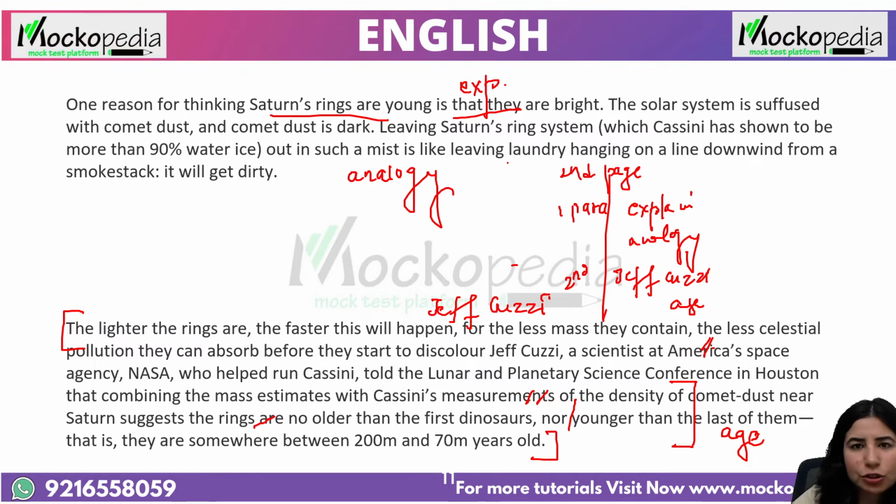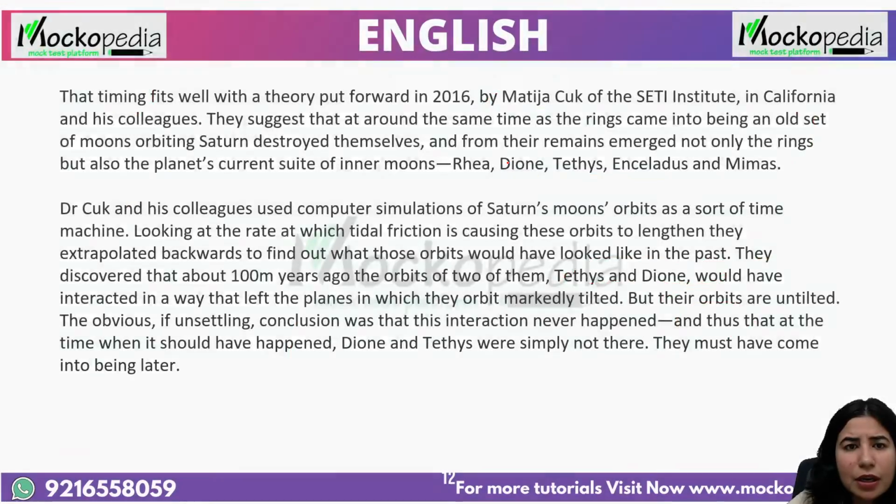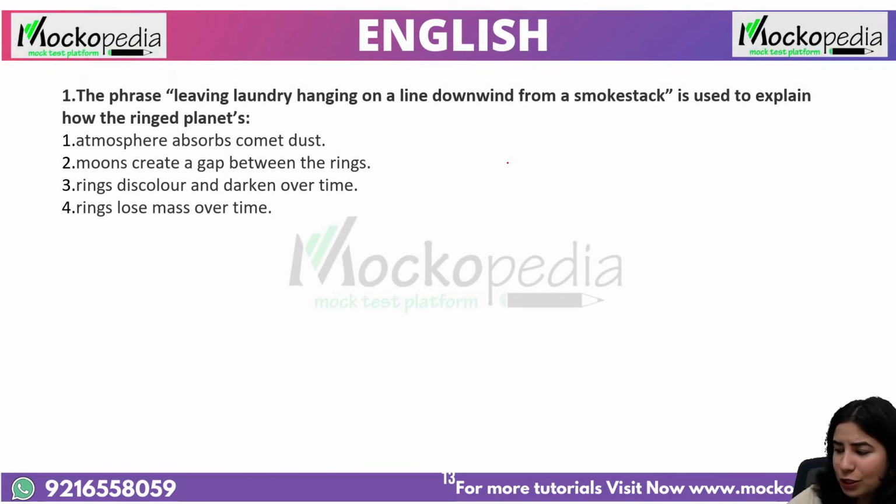It will get dirty. So कह रहे हैं कि उस जो solar system की comet dust है उससे definitely डार्क हो जाएंगी Saturn rings और इतनी डार्क नहीं हुई इसलिए they are considered bright. So अब आप clear हो. अब आप question को of course in a more sharp manner you can answer. Atmosphere absorbs comet dust. तो atmosphere की तो बात हो नहीं. Moon creates a gap, कहीं नहीं बोला. Ring discolor and darken over time. That's what we are trying to say.